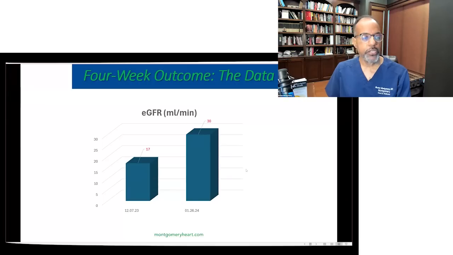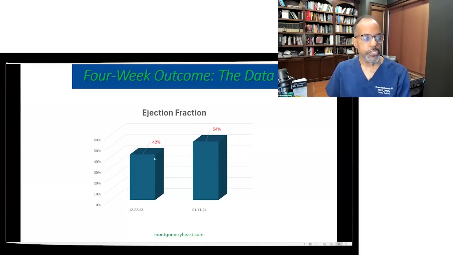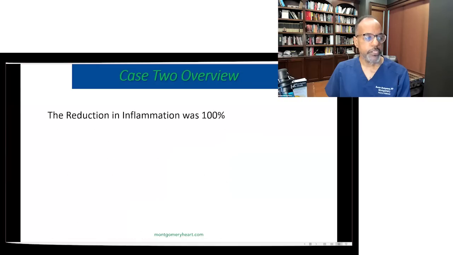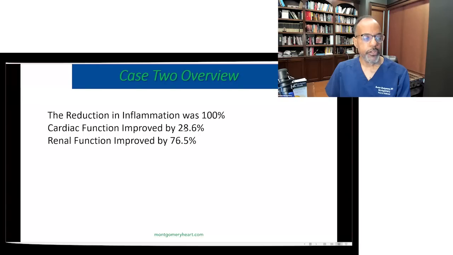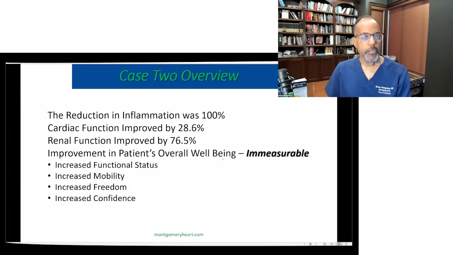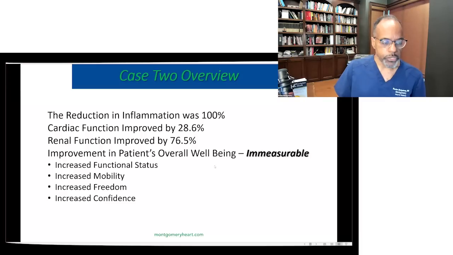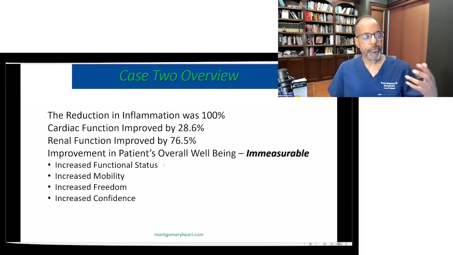She actually has come back to our center to get more improvement. Her ejection fraction went from 42% to 54%, and so that showed significant improvement there. So this is another case where the reduction in inflammation was great, cardiac function improved by nearly 30%, and renal function improved by 76.5%. But what's important in this patient, which is hard to measure, is that she had improved functional status, improved mobility, increased freedom and increased confidence.